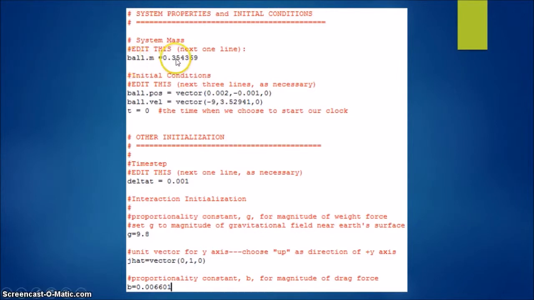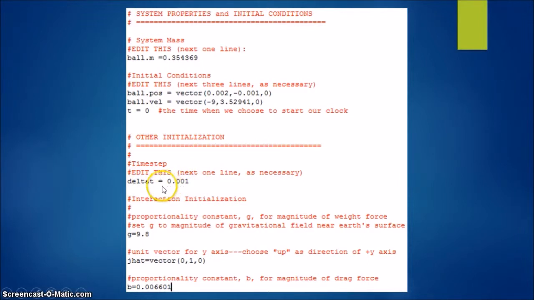Here I set the ball's mass equal to 0.35439 kilograms. Here I set the initial position of the ball as this vector, which is taken from the first line of our Tracker data. And here I set the initial velocity vector of the ball, which I just showed how to calculate. Here we set our time equal to 0. Then we make this a relatively small time interval.